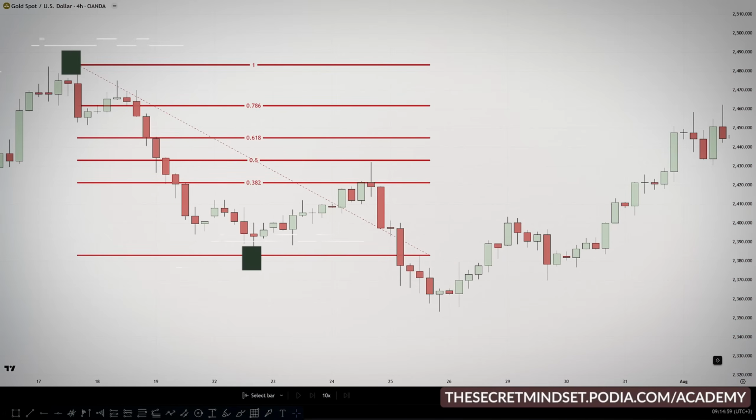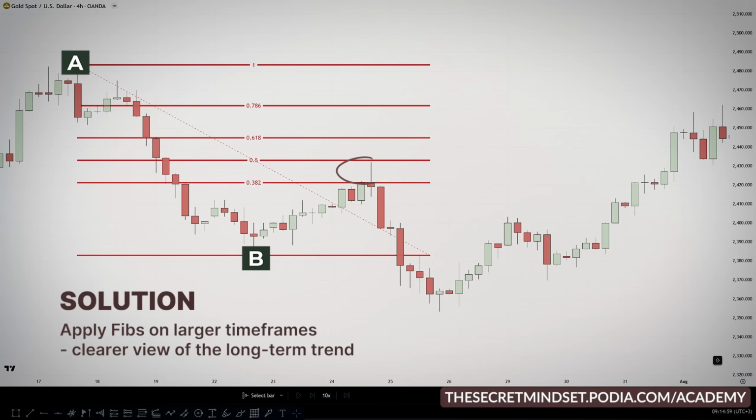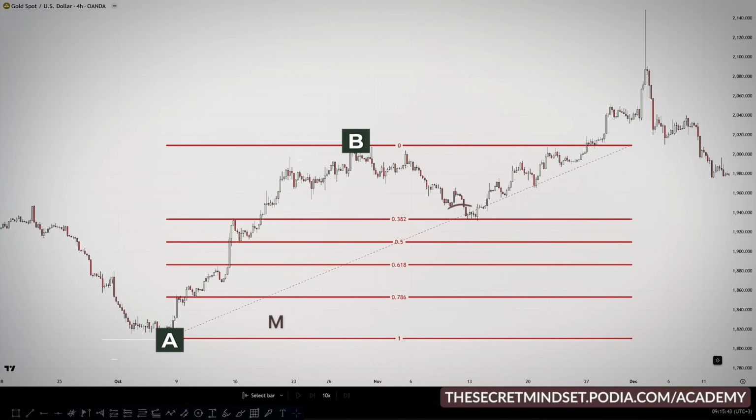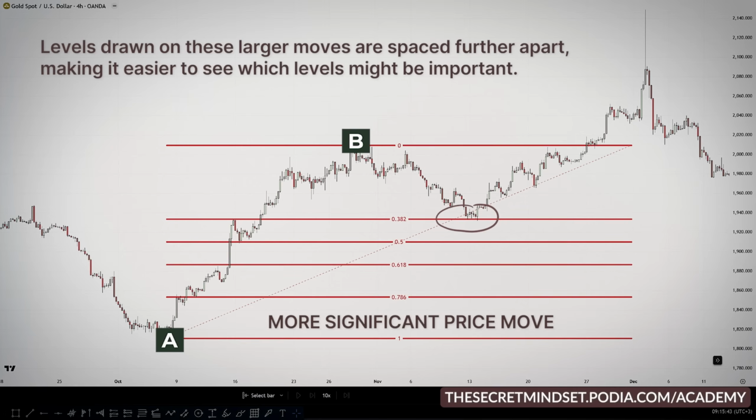So what's the solution? Focus on larger time frames when you apply Fib levels. You get a clearer view of the long-term trend. This helps you apply Fibonacci retracements in the right direction, aligning with the overall market movement. When you use Fib retracements on larger time frames, you're looking at more significant price moves. These bigger swings are more likely to represent important market levels. The levels drawn on these larger moves are spaced further apart, making it easier to see which levels might be important.